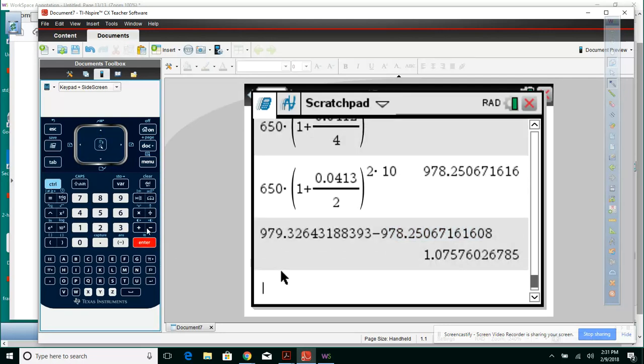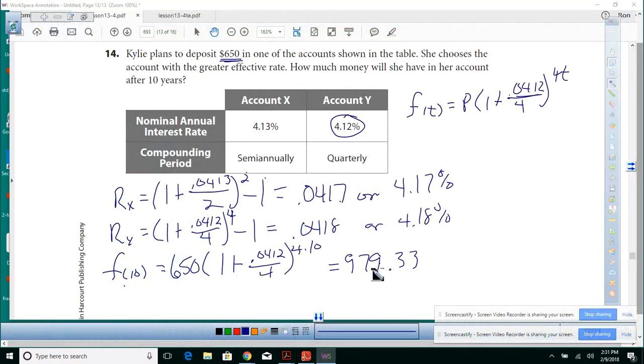Now you're thinking, well, it's only $1. Well, that was only putting in $650. What if they had put in more and more and more? That would have changed. That was one investment of $650. So there you go.